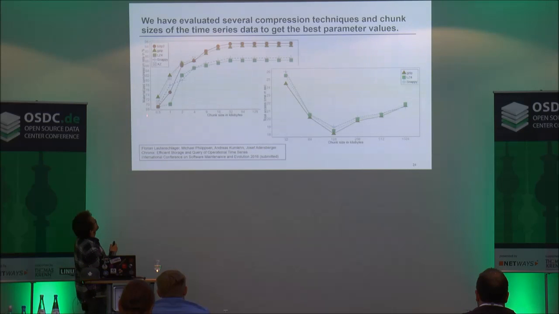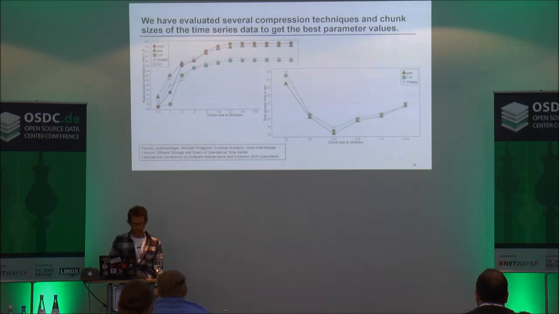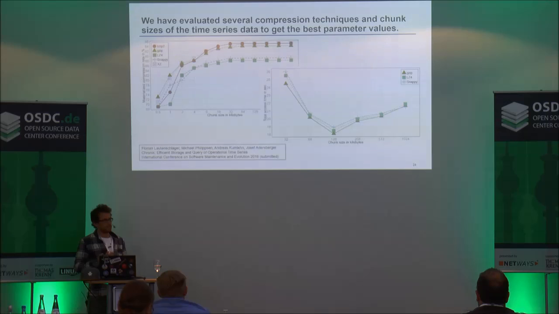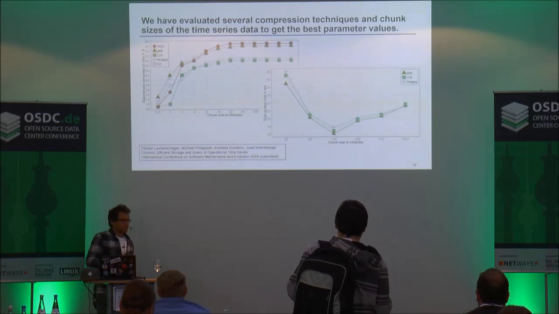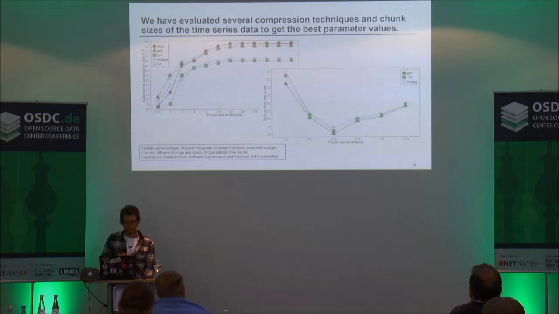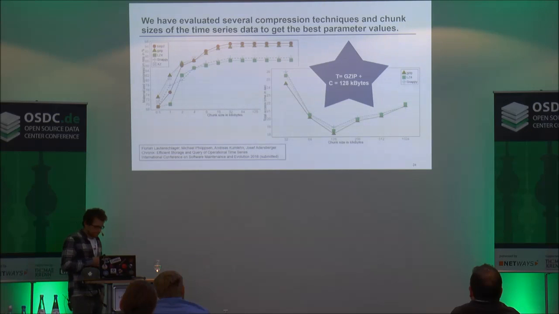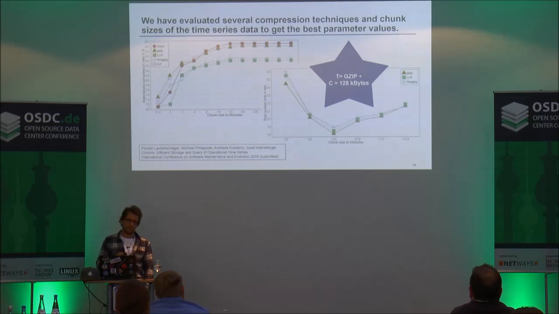We first have measured the compression rate. So we have imported the 15 gigabytes of time series data with different chunk sizes. And as one can see, nearly all compression techniques achieve high compression rates. But what is more important for us is the query time, the overall query performance. And it's shown in the second chart. And this chart is missing bzip2 and xzip, while these two algorithms are many times slower than gzip, lz4, or snappy. And one can see that gzip has the best overall performance in query time with a chunk size of 128 kilobytes. So the default parameter values are gzip and 128 kilobytes.